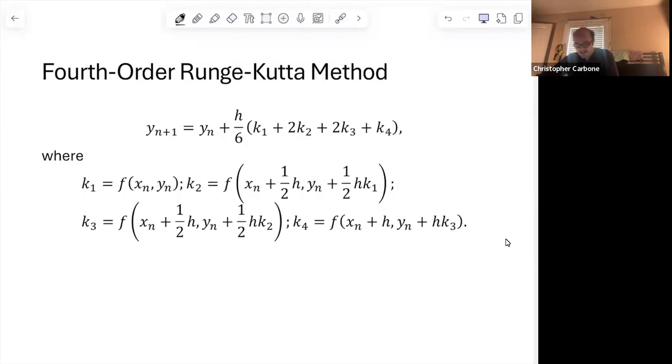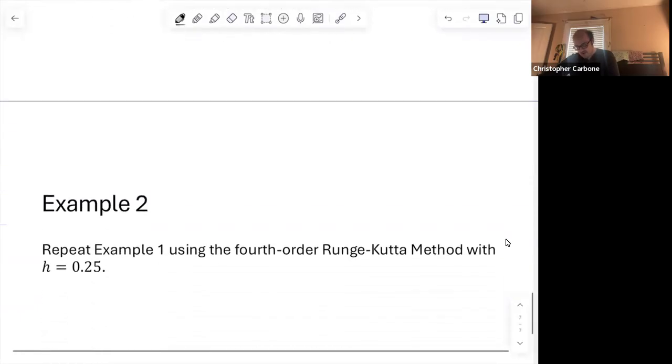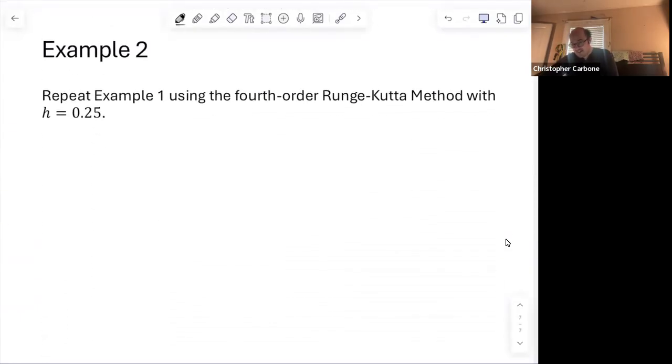K sub 3 is the function evaluation of x sub n plus a half times h, and y sub n plus a half times h times k sub 2. And k sub 4 is f of x sub n plus h and y sub n plus h times k sub 3. So as you can imagine, a whole bunch of calculations involving that, which can unfortunately get time consuming, just due to the way that they would be written out. But besides the point currently.